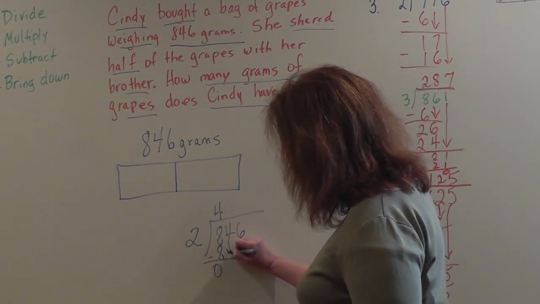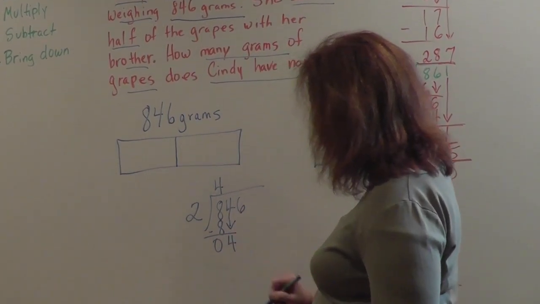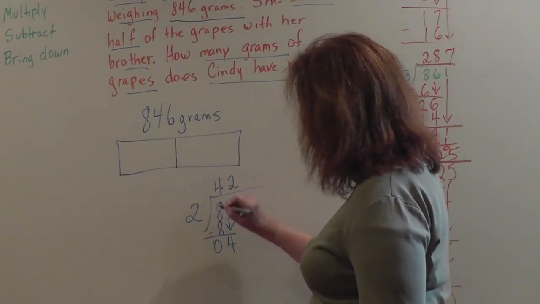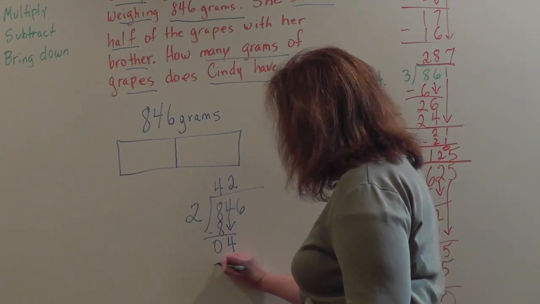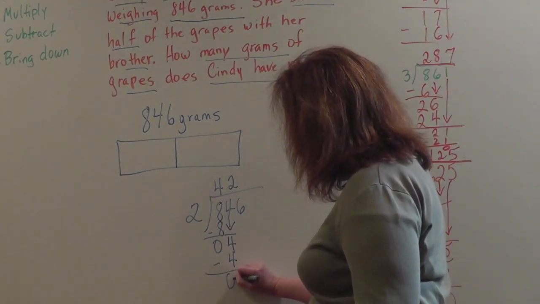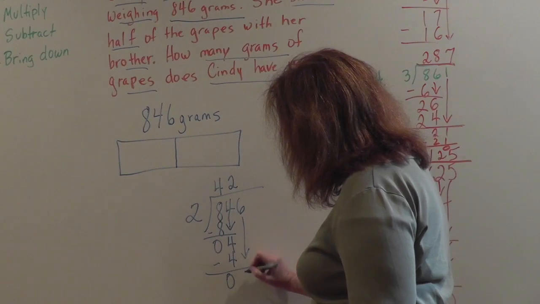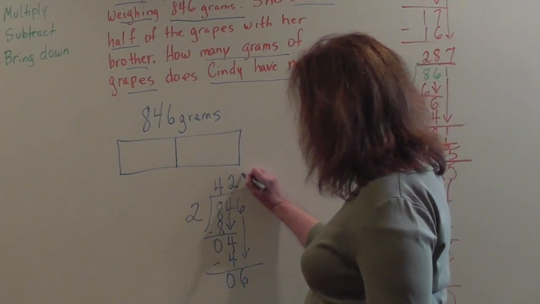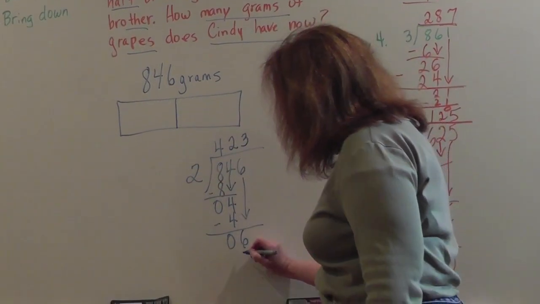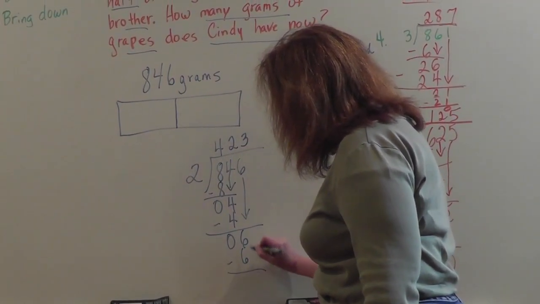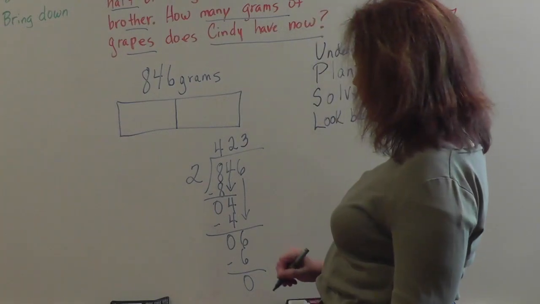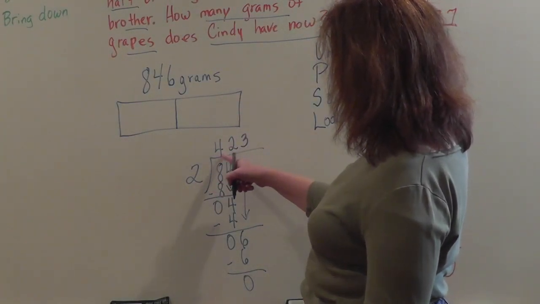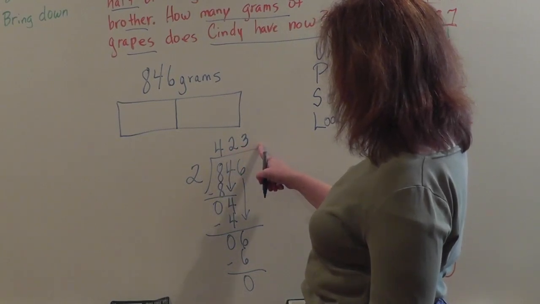My next step is to bring down, so bring down 4. 2 can go into 4 2 times. 2 times 2 is 4. I subtract, I get 0. I bring down my 6. 2 can go into 6 3 times. 2 times 3 is 6. Subtract, I get 0 as a remainder. Okay, so the quotient is 423.